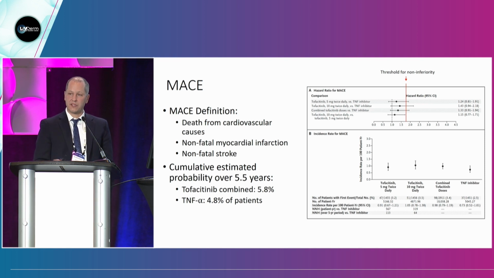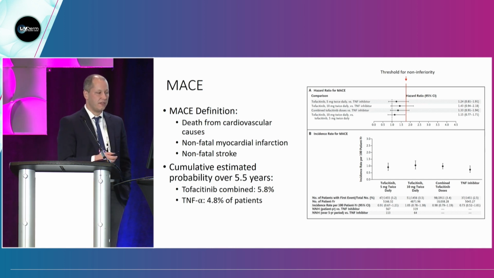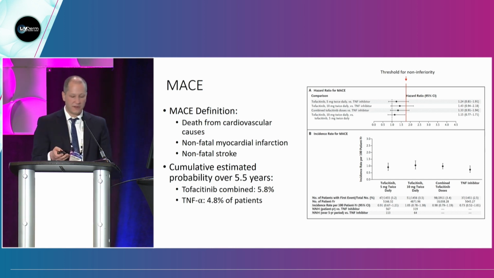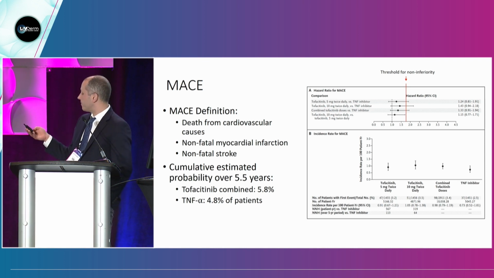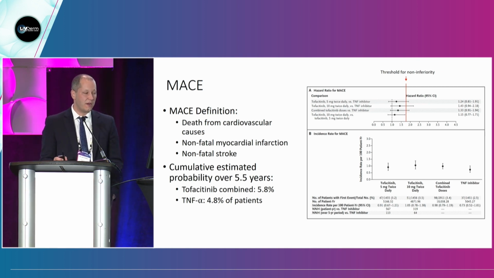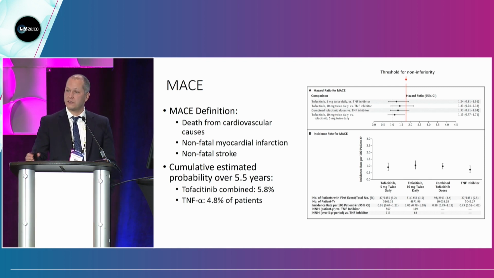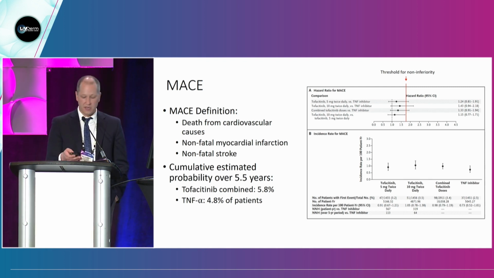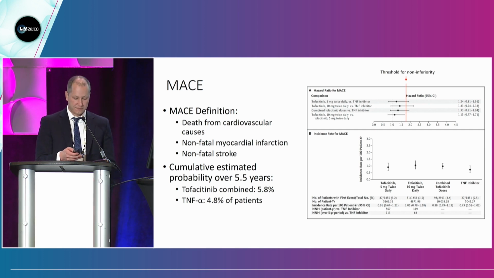And so the MACE definition in this study was death from cardiovascular causes, non-fatal MI, or non-fatal stroke. And when we look at tofacitinib versus TNF-alpha inhibitors, and I've drawn in here what they defined as the non-inferiority limit here at 1.8, we can see that the tofacitinib 5 milligrams and 10 milligram group both cross that interval, and so it actually is inferior in terms of these outcomes compared to a TNF-alpha inhibitor.